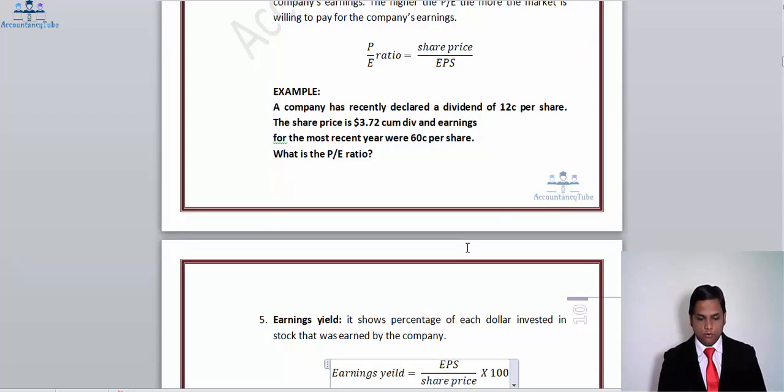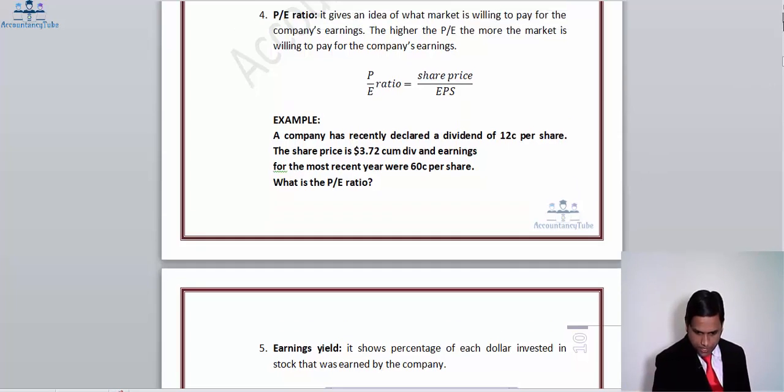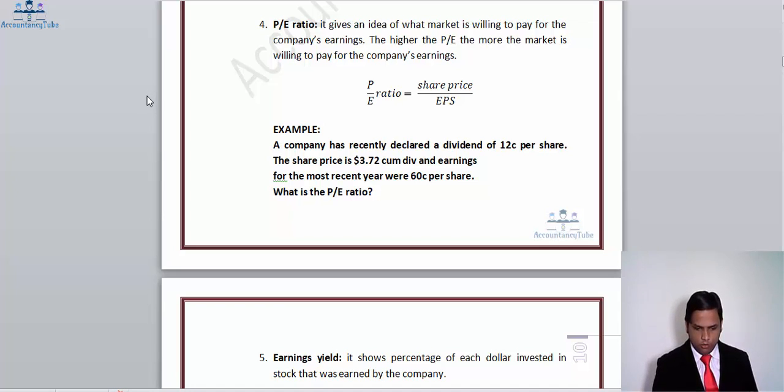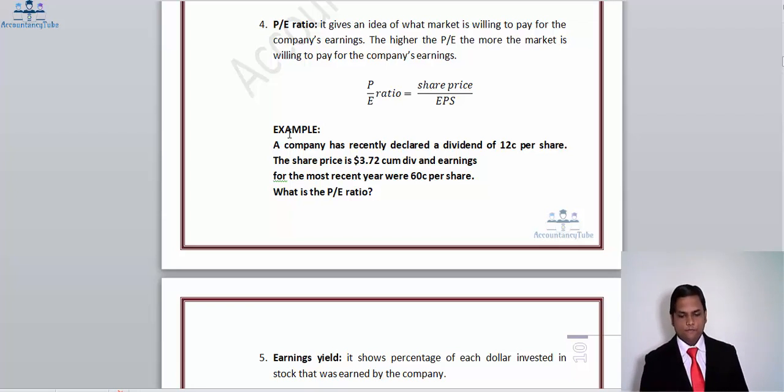The next example that we are dealing with comes with the PE ratio. So let's look at that. It's on page number 9. PE ratios, we already computed the PE ratio with the Henry Co extract in our last video. Now we are just solving the example over here. Our company has recently declared a dividend of 12 cents per share. The share price is 3.72 cum dividend, that is cumulative of dividend, and earnings for the most recent year were 60 cents per share. What is the PE ratio?